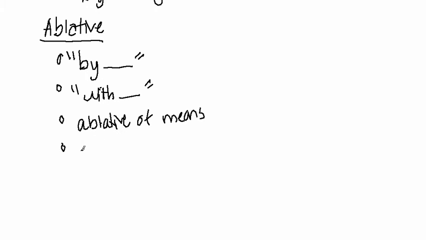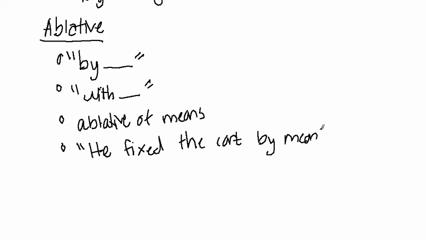The ablative of means can be translated as "by means of blank," or "by blank," or "with blank." And later on when you get more comfortable, you'll be able to tell the difference between a lot of them. But for now, I'll just give you an example so that you can see what exactly an ablative of means is. So, for example, first one, I'll use "by means." He fixed the cart by means of a hammer.